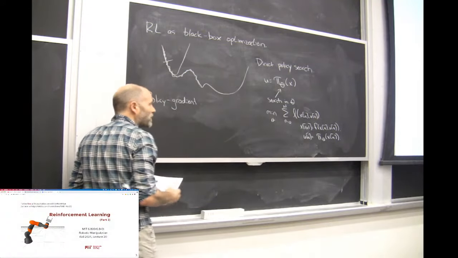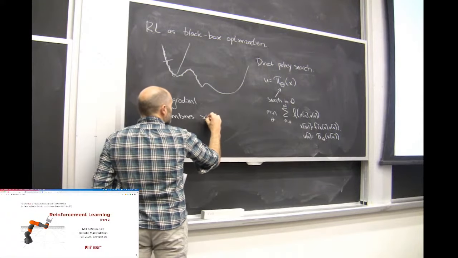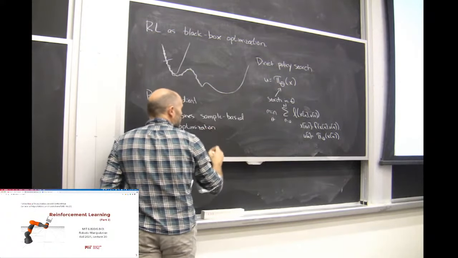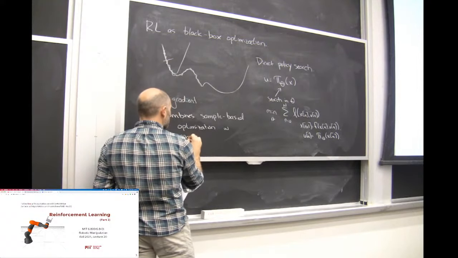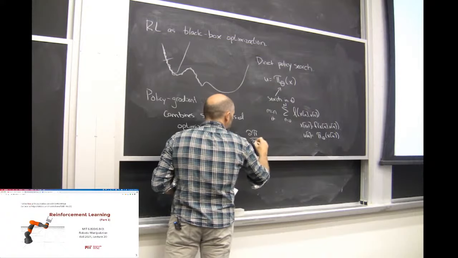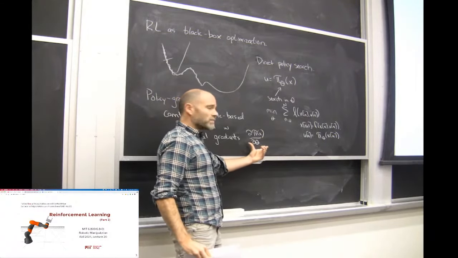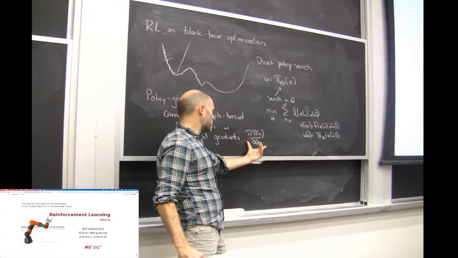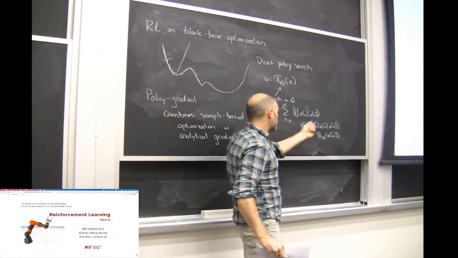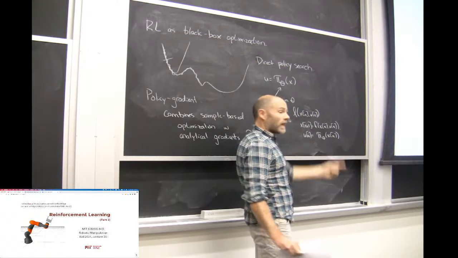The policy gradient family of algorithms, in particular, combines some sample-based optimization with analytical gradients of the policy. Which makes total sense, right? If you have a neural network as your policy, we have very efficient implementations of backprop that run on GPUs, so we should be able to leverage those gradients. But if we don't know F and we don't maybe know the loss function, then it might make sense to do some sort of black box optimization to take care of these things and some analytical gradients for the policy.